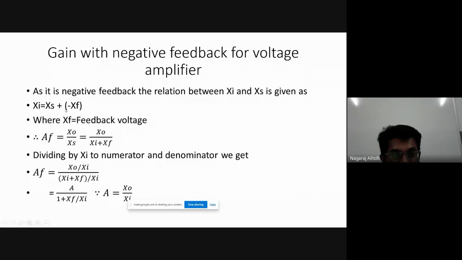Xs is equal to Xi plus Xf. The minus Xf comes to the LHS and becomes plus Xf. So Xi, the input, plus Xf, the feedback signal, is equal to the source signal Xs. Write it: Xs is Xi plus Xf. Let us divide numerator and denominator by Xi.